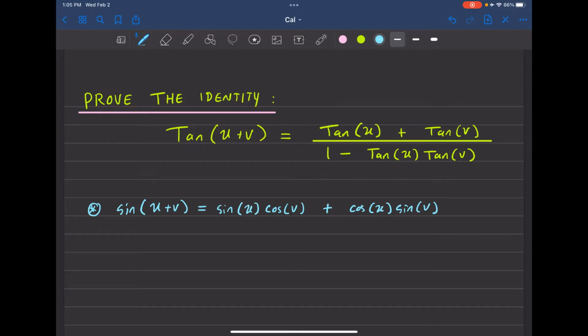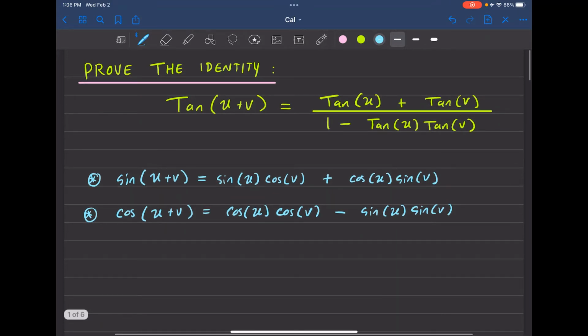Now let's write down the identity for cosine of a sum of two angles, u plus v. That would be cosine u cosine v minus sine u sine v. Knowing these two identities is going to help you prove the identity for the sum of two angles for tangent. So let's go ahead and start our proof.